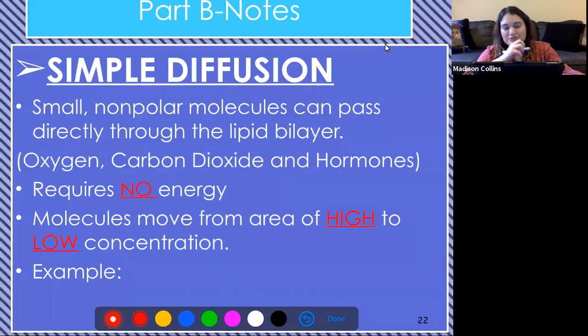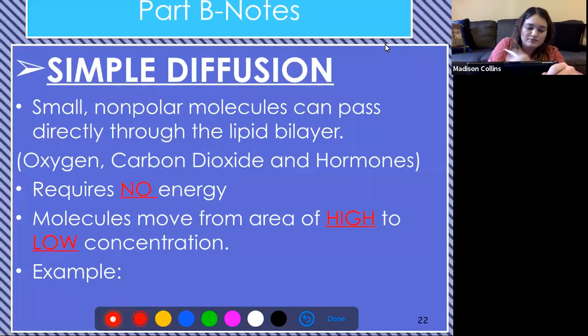So I already told you today's lesson is going to be all about different types of passive transport. Today we're going to learn about 3 different types. The first type of passive transport that we need to know is a word you may already be familiar with, and that is diffusion. Whenever we're talking about diffusion, we're talking about small nonpolar molecules that can just easily pass directly through that lipid bilayer.